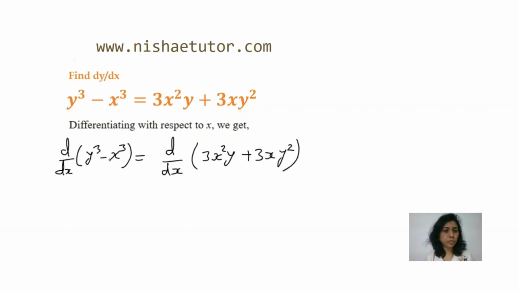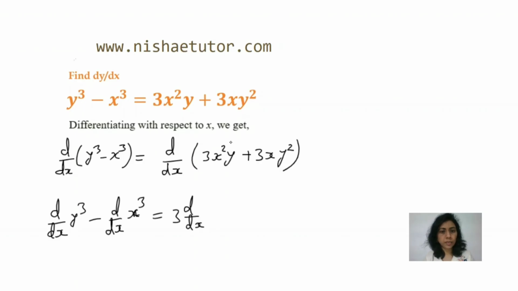and here we can use the subtraction law, adding or subtracting: d upon dx y cube minus d upon dx x cube. And this is d upon dx of 3 x square y plus we can differentiate this term, so 3 right outside, 3 d upon dx x y square.